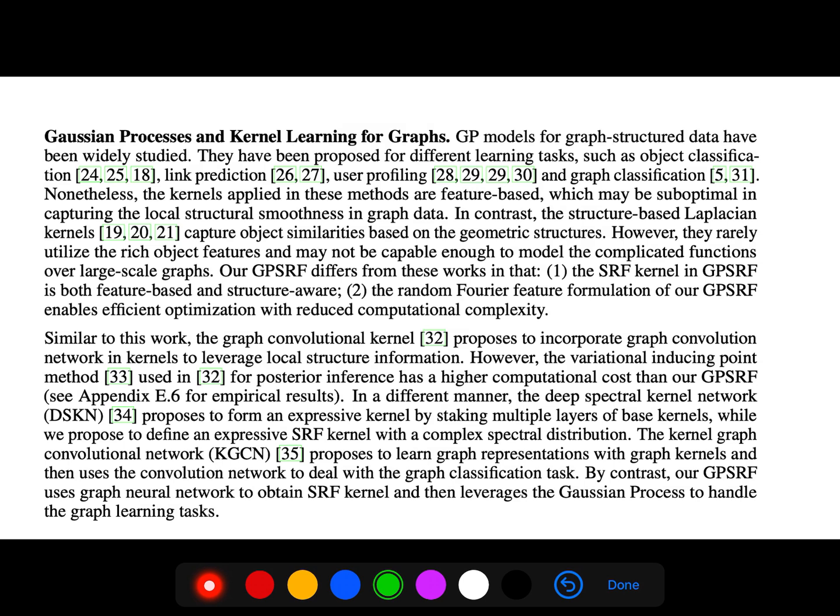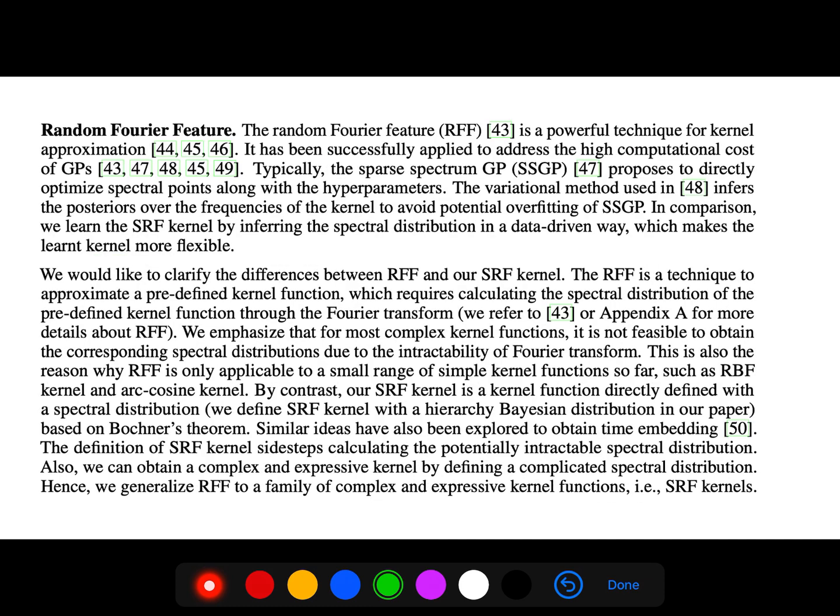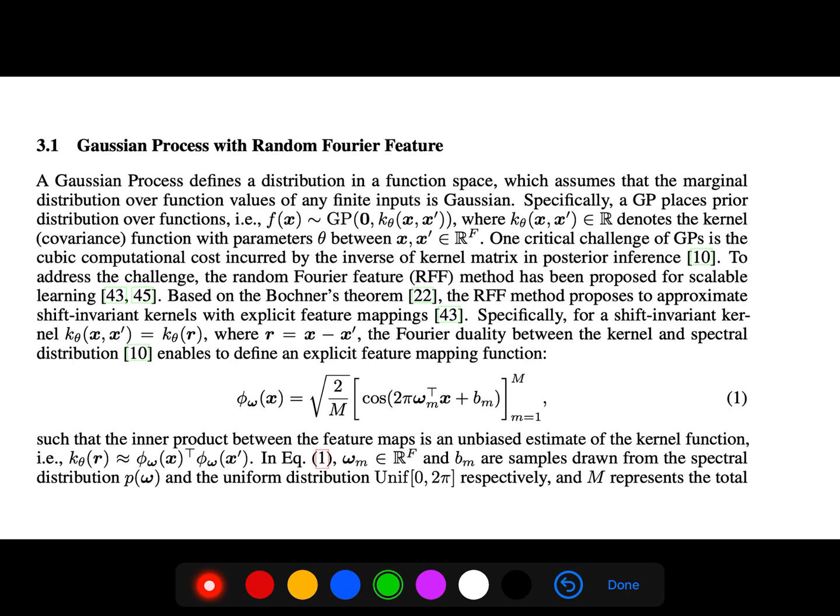So our GP-SRF differs. First, the SRF kernel is both feature-based and structure-aware. The second one, the random Fourier feature formulation of that enables efficient optimization. A Gaussian process defines a distribution in a function space, which assumes that the marginal distribution of function values of any finite inputs is Gaussian. Specifically, a Gaussian process places a prior distribution over functions. Now, the Fourier duality between the kernel and the spectral distribution enables us to define an explicit feature mapping function.